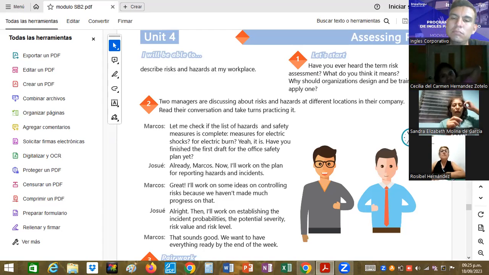All right, then I'll work on establishing the incident probabilities, the potential severity, risk value, and risk level. That sounds good. We want to have everything ready by the end of the week.